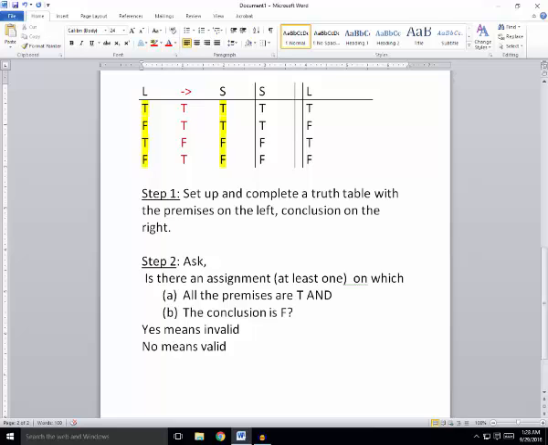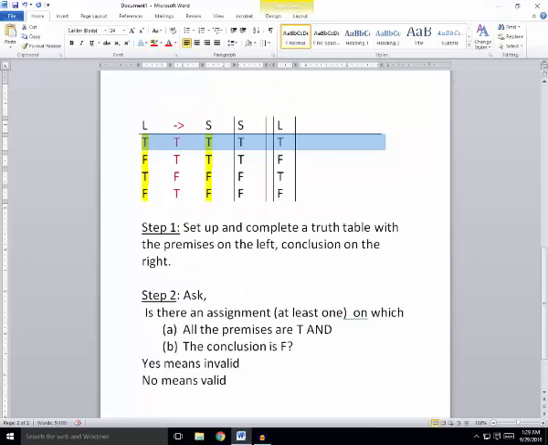Now let's see whether that's the case with the argument we have above. Let's check the first assignment, and we see both premises are true, but the conclusion is true on that assignment. We're looking for an assignment where the conclusion is false. So what does that mean? If you said that means it's valid, then you have jumped the gun. Remember, we're just looking for at least one assignment where this happens.